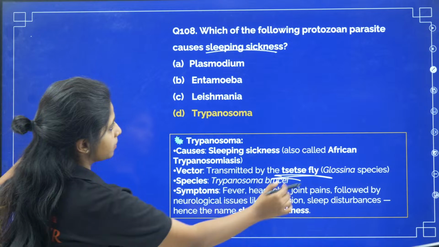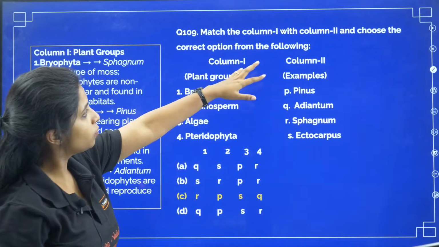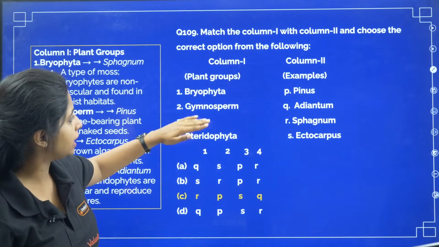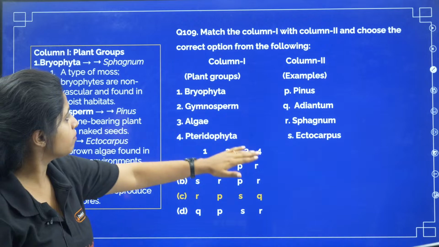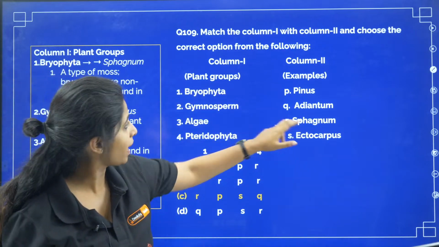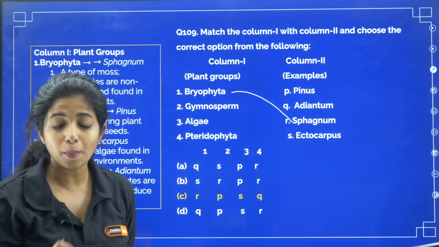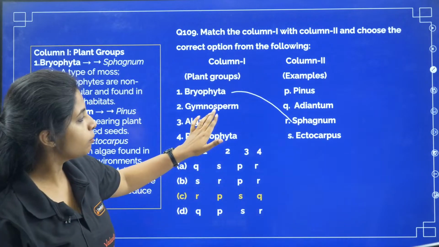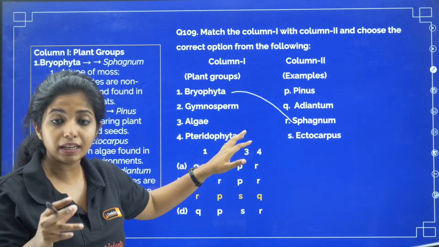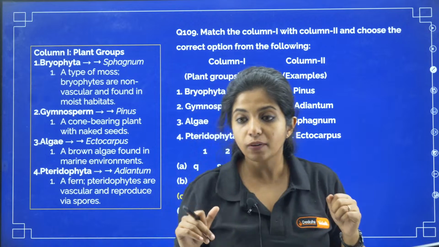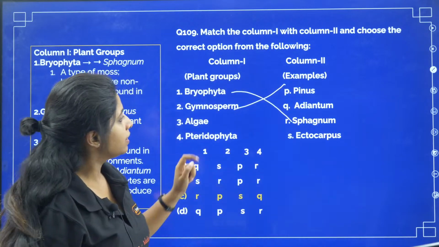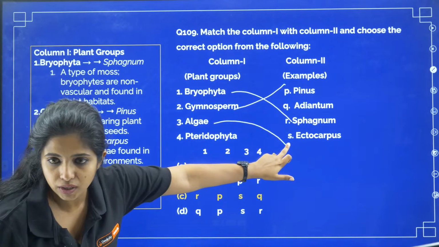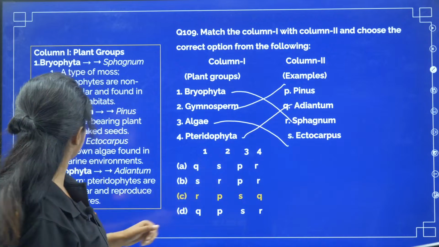Okay, next thing. Match column 1 with column 2 in correct options. Bryophyta, gymnosperm, algae and pteridophyta. What comes under what? Bryophyta, my dear children, you have sphagnum. Gymnosperms, my dear children, are basically the ones that bear naked seeds. And what do you have over here? You have Pinus over here. Then you have algae. Algae is Ectocarpus. And pteridophyta, you have Adiantum.